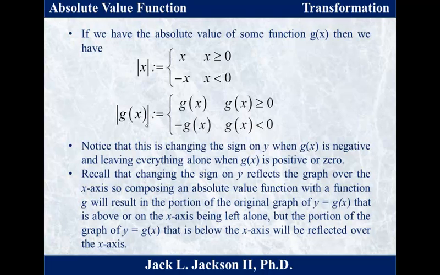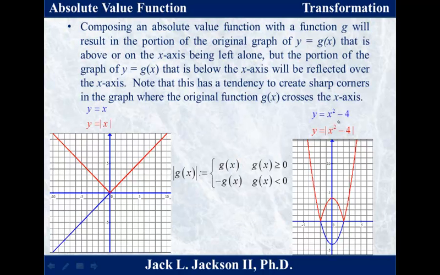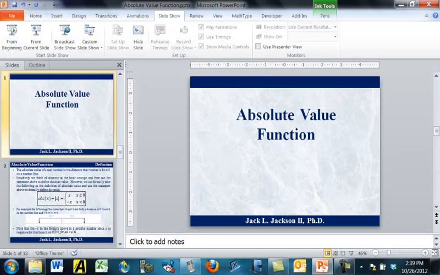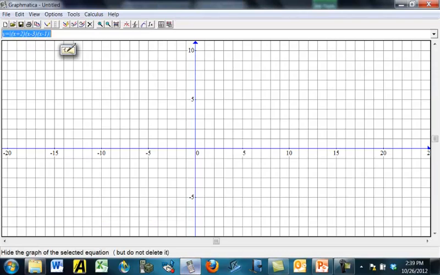So when you take the absolute value and put it on the outside of a function, you can think of that as a transformation that leaves the part of the graph that was above the x-axis or on the x-axis alone, but the part that was below the x-axis will be reflected over the x-axis. So you can think of that as the transformation of the original y equals x squared or y equals x, let's just look at that.